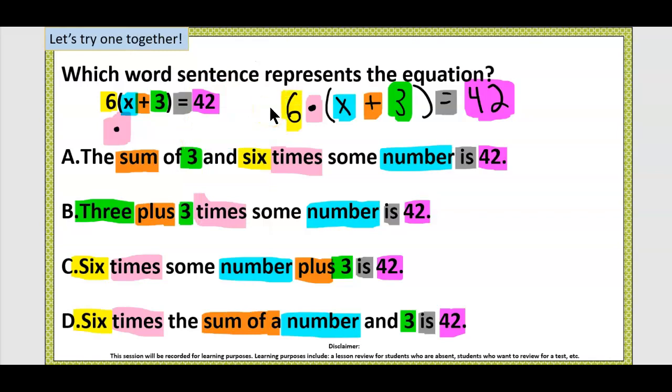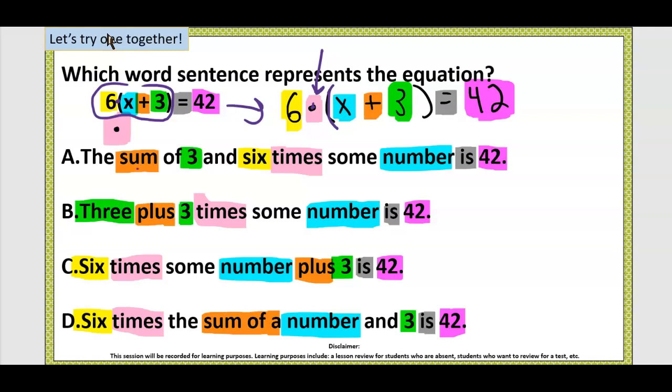So all I did is I rewrote this problem because there's a hidden multiplication sign. See, this thing here is really 6 times x plus 3. So I rewrote it over here: 6 times, and then we have x plus 3. Or do we do the x plus 3 first? I'm not sure. Let's see what it says.